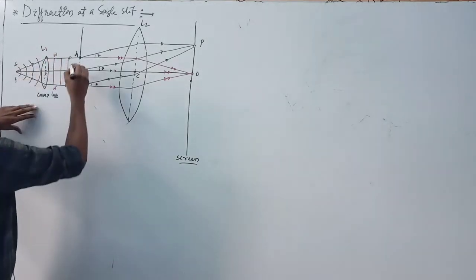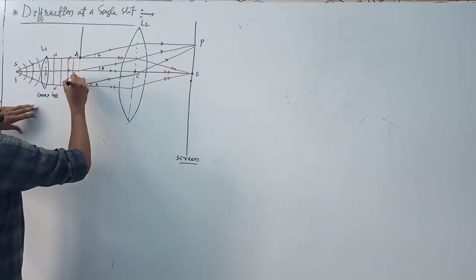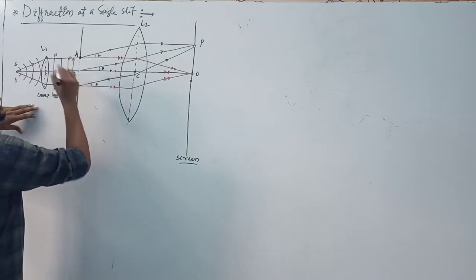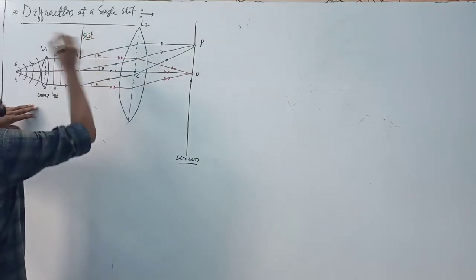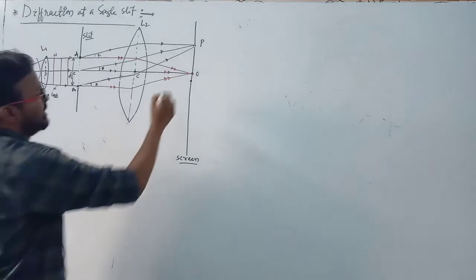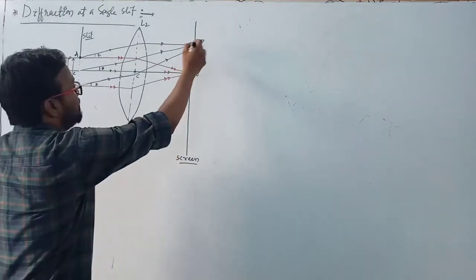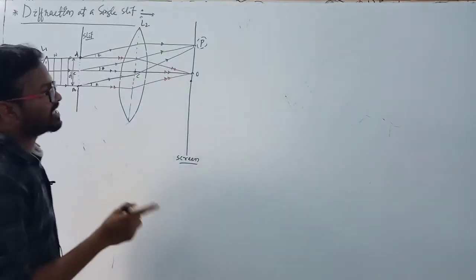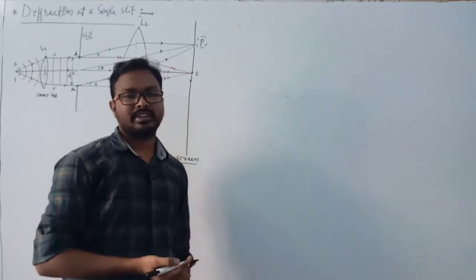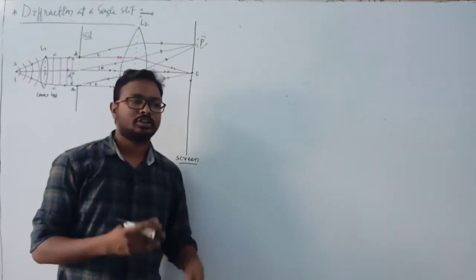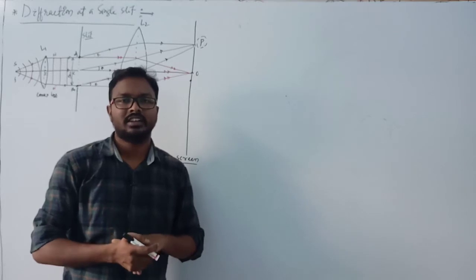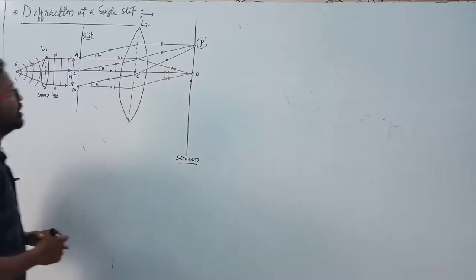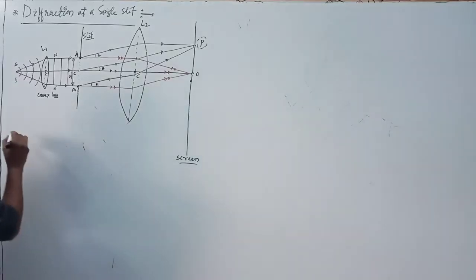The width of the slit, suppose this width of the slit is small d, and this is a single slit. The width of the slit is small d, and this is point O and this is point P, and we have to study the point P. So how can we find brightness or darkness? How can we find maximum intensity of light or minimum intensity of light, constructive interference and destructive interference? First we have to know the path difference and phase difference between the two waves. Clear? So first we have to find the path difference here.